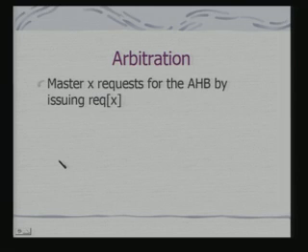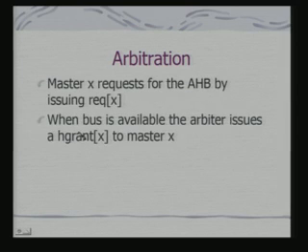So, how does the arbitration really take place? Each master on the bus has a unique identifier, since it is a multi-master bus. Master X requests the AHB by issuing what is called a request signal, where X indicates the corresponding master's name. When the bus is available, the arbiter issues what is called an HGRANT X to master X. So, the master knows that the bus is available to it.